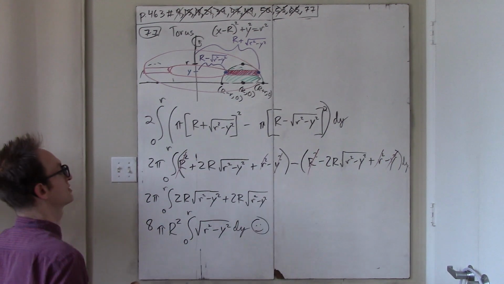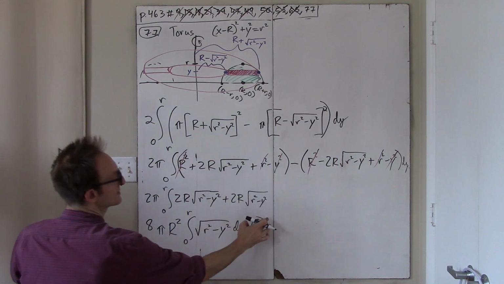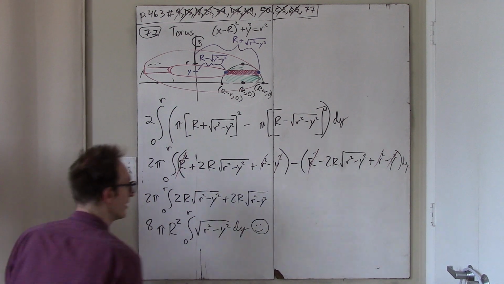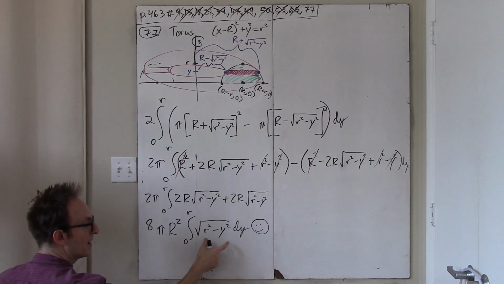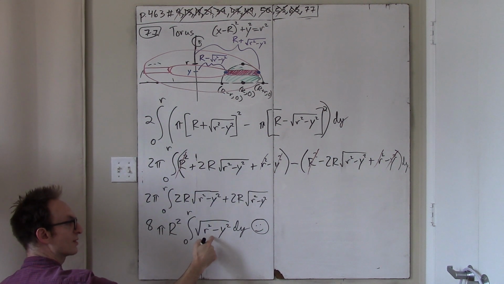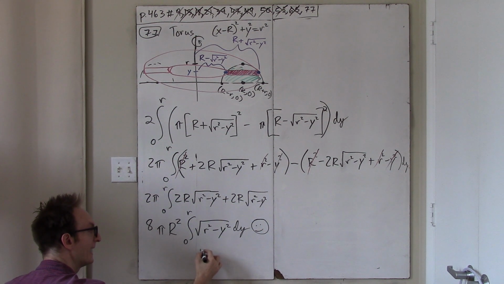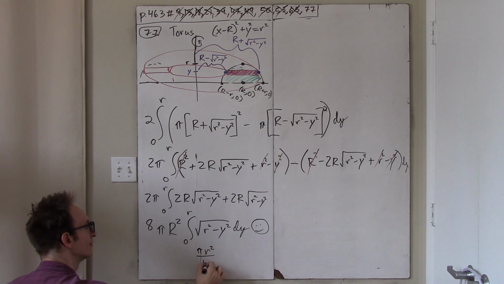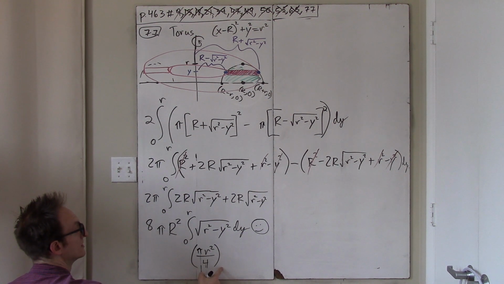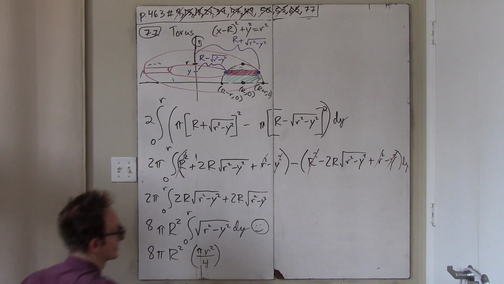For part B, it says just finish it off by doing this integral. And okay, we've seen this trick before, from the previous video. This is just the area of a circle of radius r. And if I'm integrating from 0 to r of root r squared minus y squared, well, that's just going to be pi little r squared over 4 times 8 pi big R squared. And so, that's my final answer.